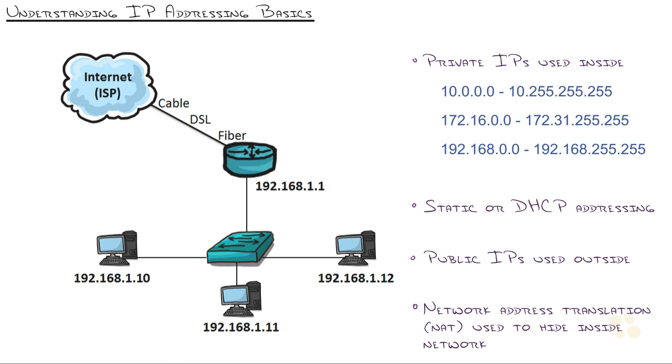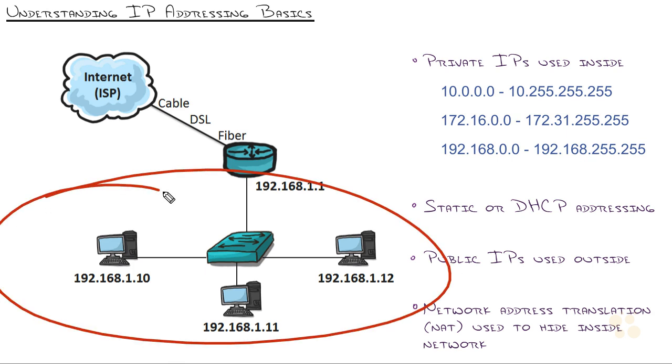So now let's start gluing all of these puzzle pieces together. The IP addressing that we set up for our internal network will almost always be a private IP address. And you can see the three ranges of private IP addresses listed right there. Those are IP addresses that you can set up without registering with the government.